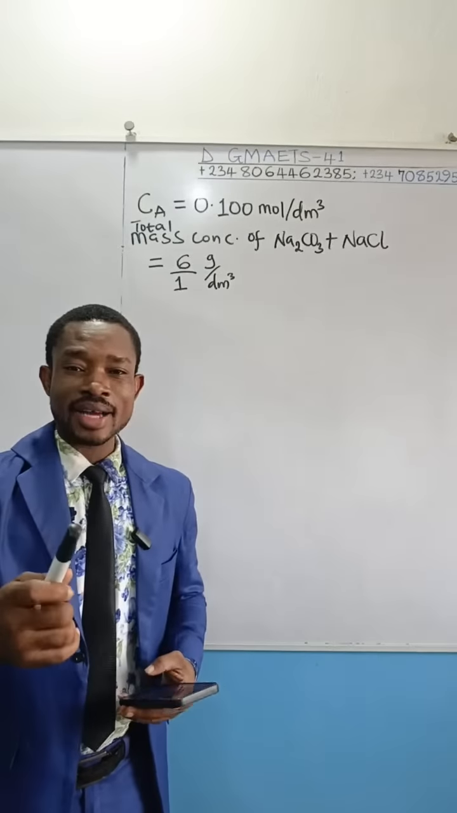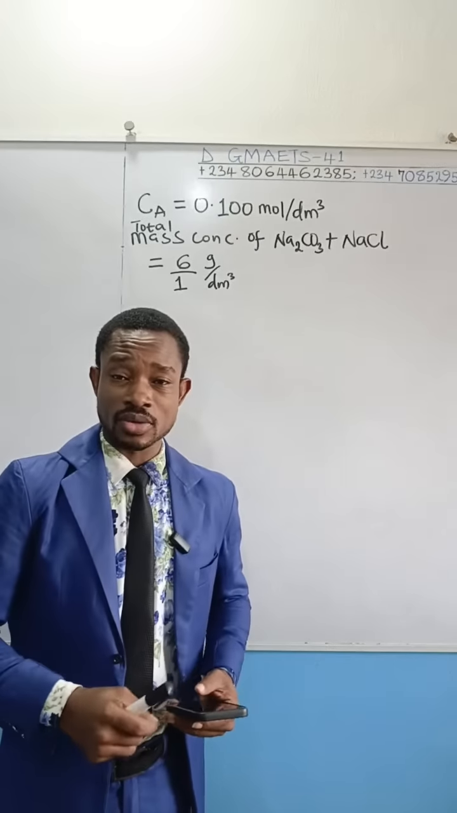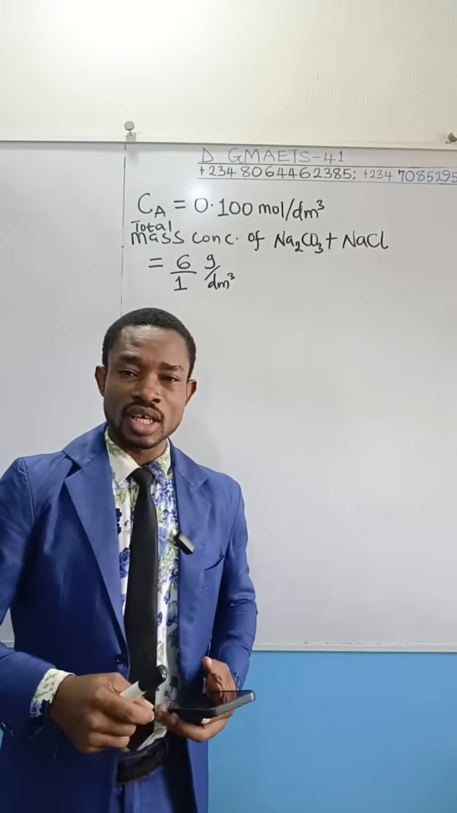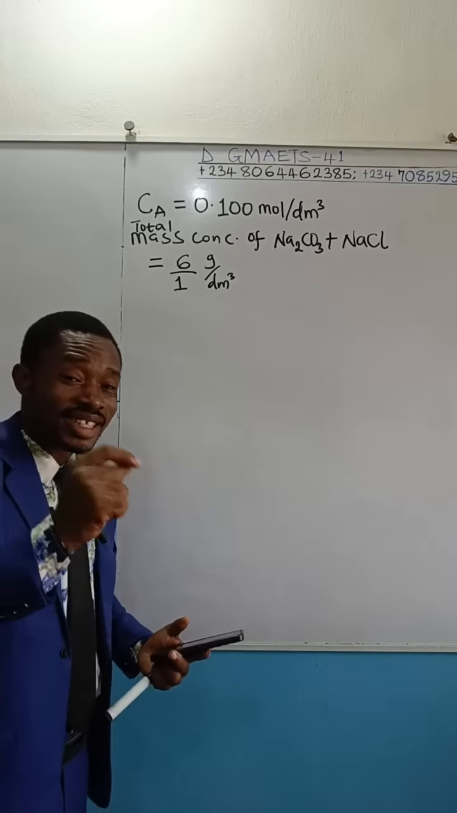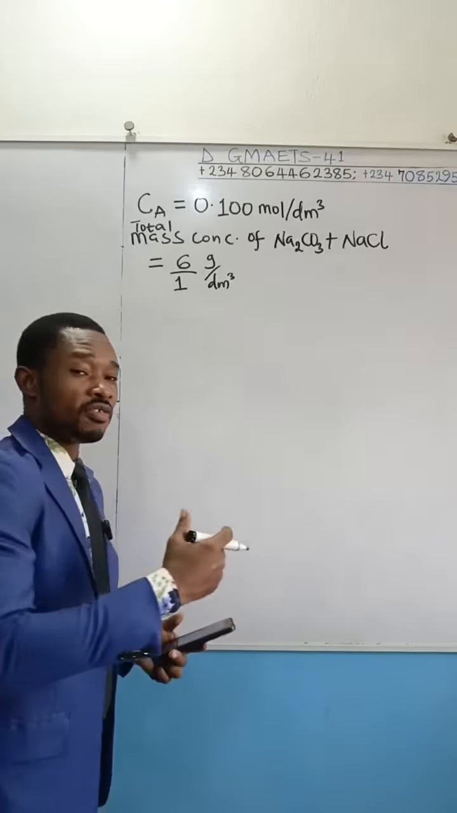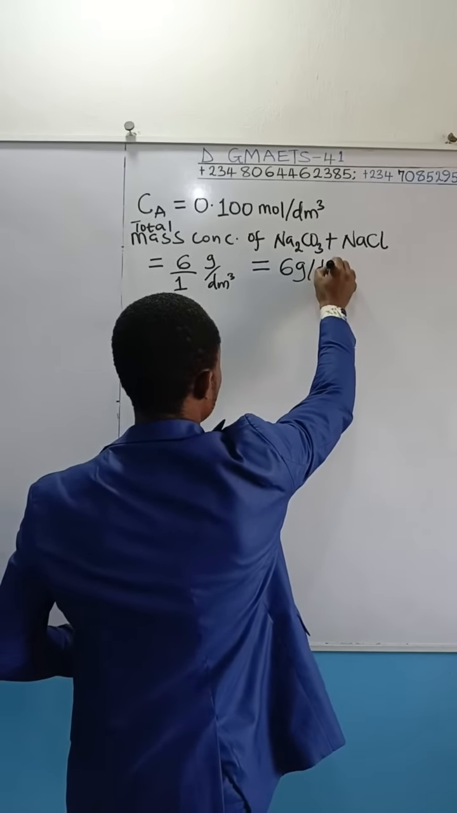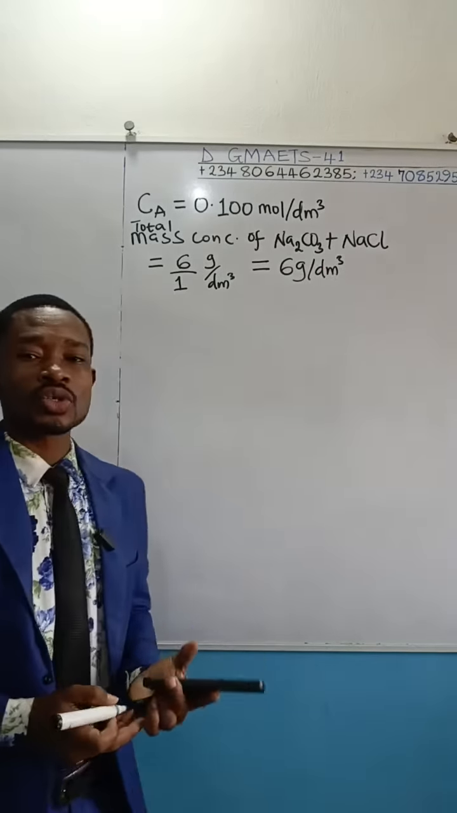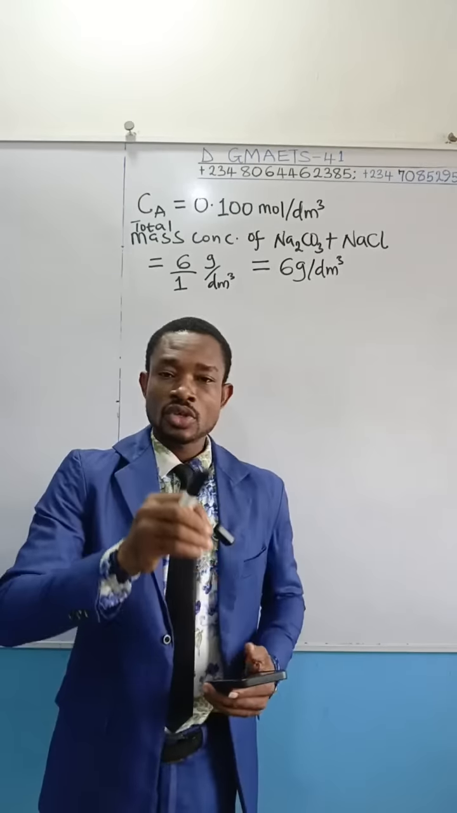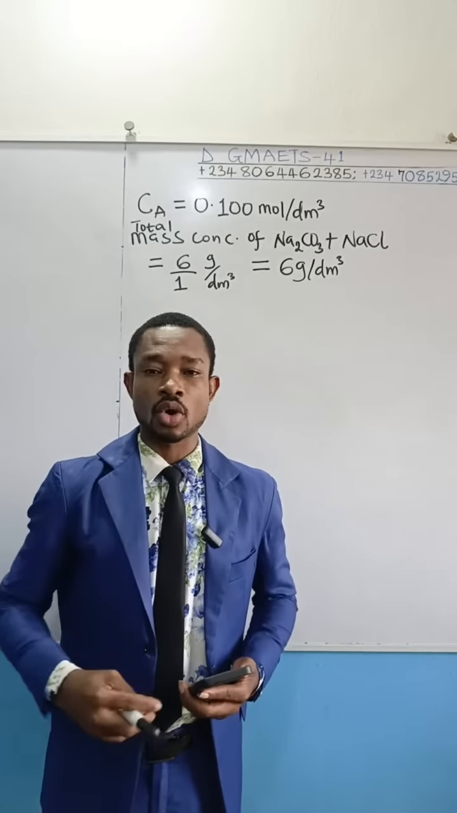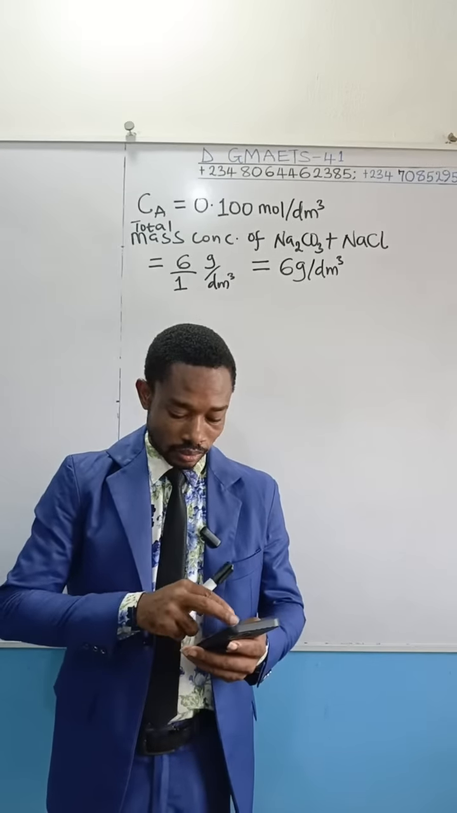If you take your mind back to the one we treated in our previous class, I explained that you have to multiply by 1000 because the volume there was given in cm³. So in this case, it's given in dm³, in liter. So no need of converting, so no need of multiplying by 1000. This is equal to 6 gram per dm³. This is the total mass concentration, where you have both a mixture of sodium carbonate and sodium chloride. This is what you have, 6 gram per dm³.